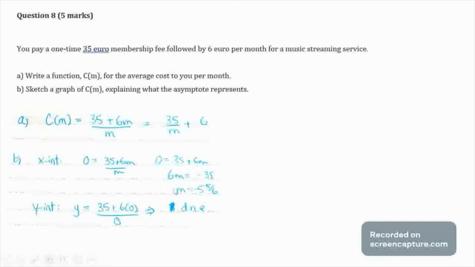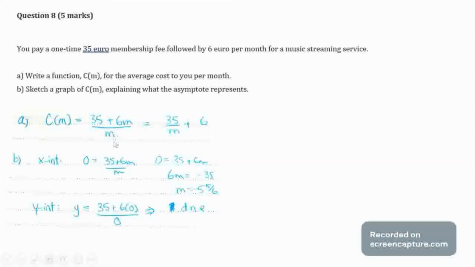So I found the x intercept to be this. And the y intercept is found when x is 0. And in this case, when x is 0, we know this doesn't work. We can't divide by 0. So I put here DNE, which means does not exist. There is no y-intercept.